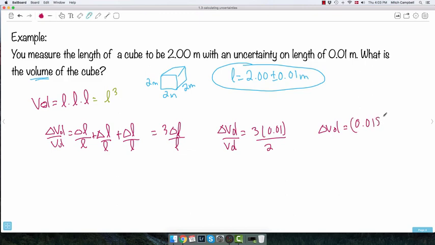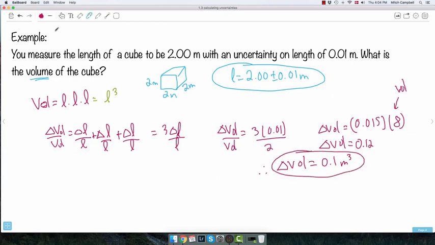But remember, I have to multiply that. Here I had delta volume over the volume, so I have to multiply by the actual volume. The volume, of course, is going to be 2 times 2 times 2, which is 8, because that's actually the volume. So I take this number times 8, and I get delta volume is 0.12. And remember, you're only allowed one non-zero number. So in this case, I'm going to state that the uncertainty on the volume is 0.1 meters cubed.